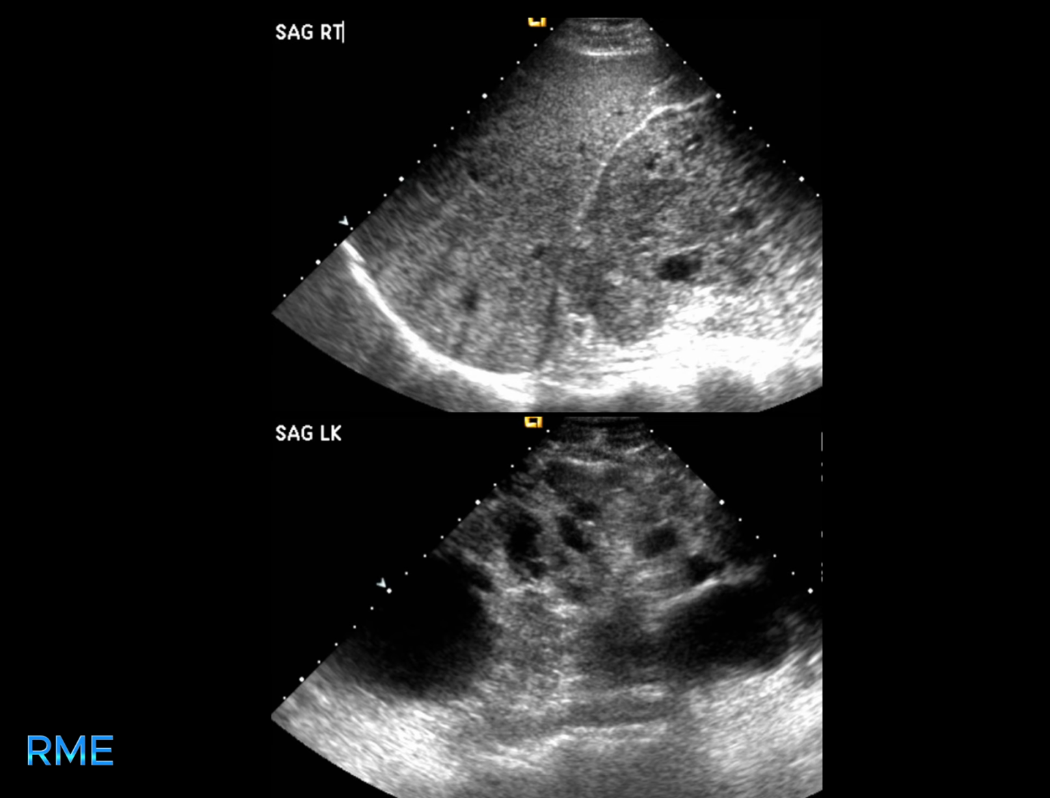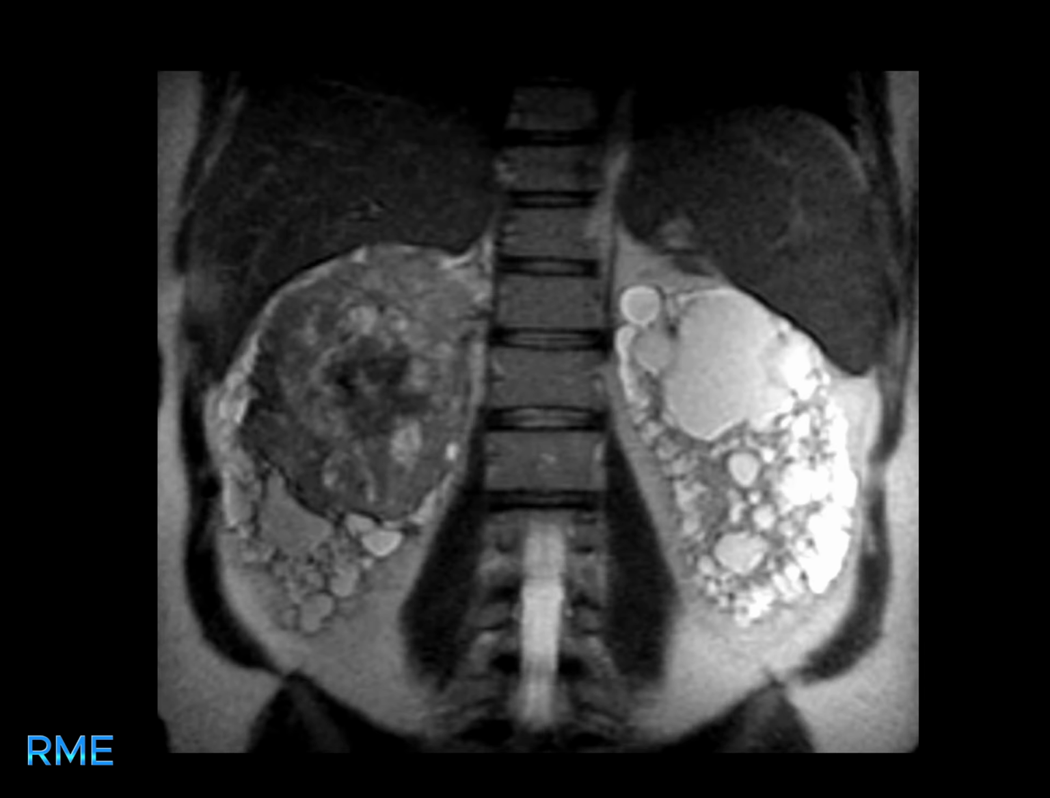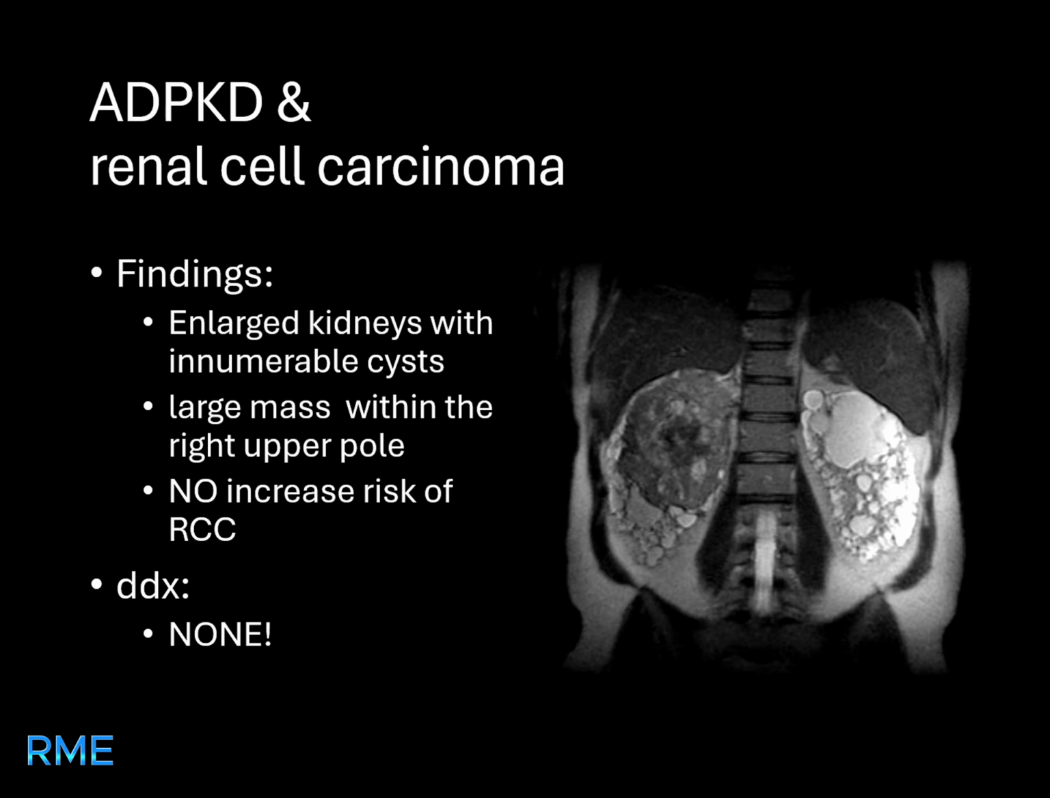What abnormalities do you notice in this image? Here I see enlarged kidneys with innumerable cysts and a large mass within the right upper pole. These findings are characteristic of ADPKD, autosomal dominant polycystic kidney disease, and renal cell carcinoma. The presence of multiple cysts and a solid mass within the kidney is typical. There is no increased risk of RCC in ADPKD, but the mass itself suggests malignancy. To further evaluate, a contrast-enhanced CT scan can help characterize the mass and assess its extent. Management typically involves surgical resection of the RCC and monitoring of the ADPKD.